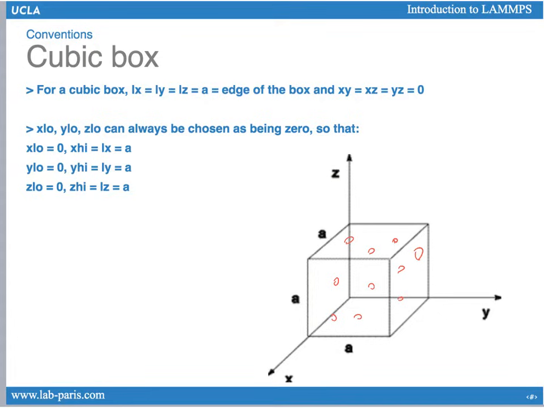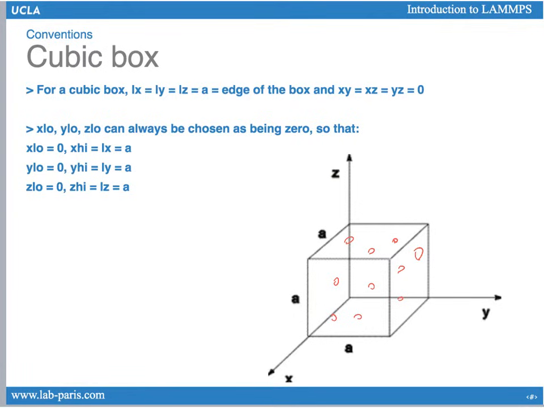LAMMPS can simulate different types of simulation box: it can be cubic, monoclinic, triclinic, etc. So different types of geometry and different sizes. But in the following, we will mostly focus on cubic boxes. The reason is that it's the most simple. In a lot of cases, it's just fine to use a cubic box with all the angles at 90 degrees and the size of the box being the same in the X, Y, and Z directions.